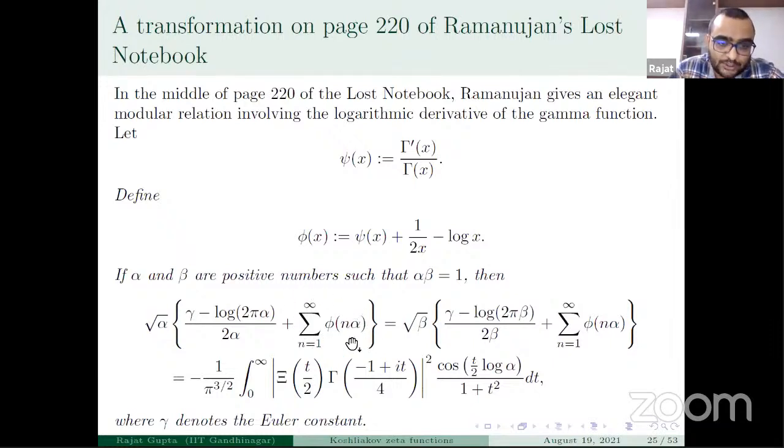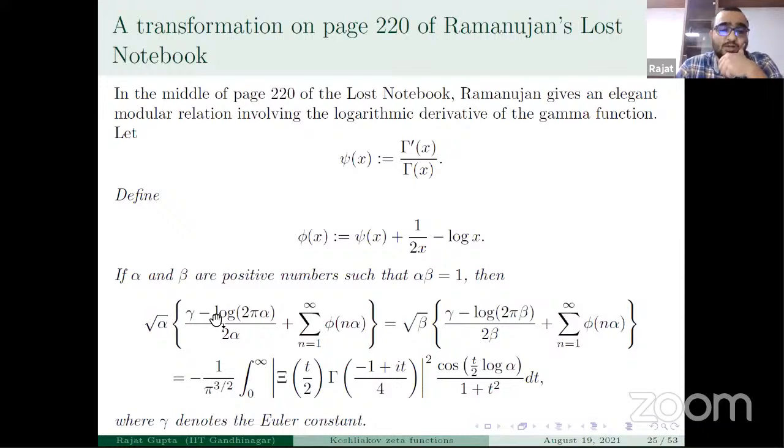To prove the absolute convergence, we need to expand psi of x as x tends to infinity. As I said, these two are the first two terms. So the third term will be of the order of 1 upon x square. So this will be an absolutely convergent series, and the left hand side is completely defined. So this is the modular relation given by Ramanujan.